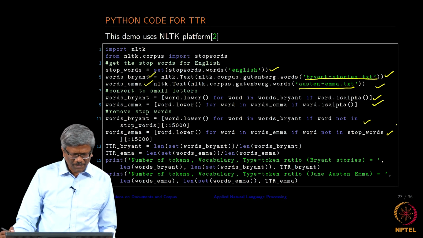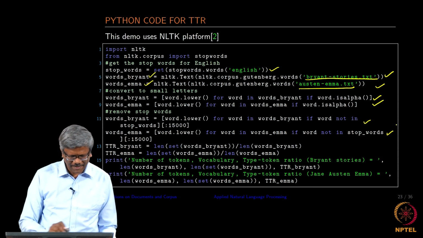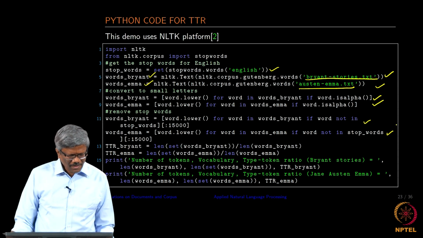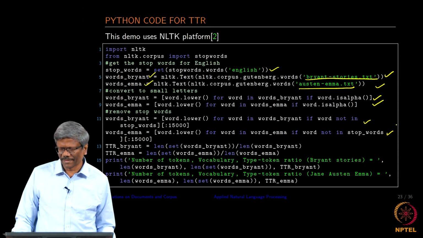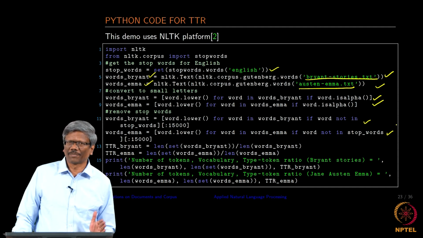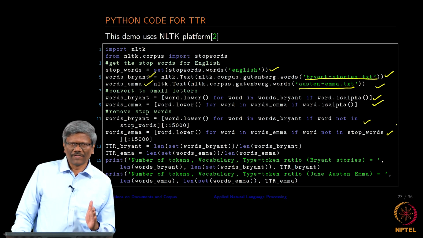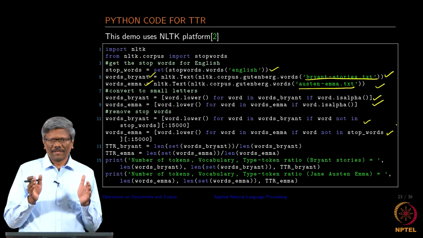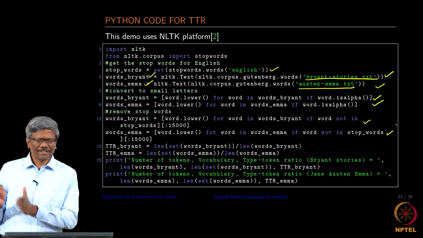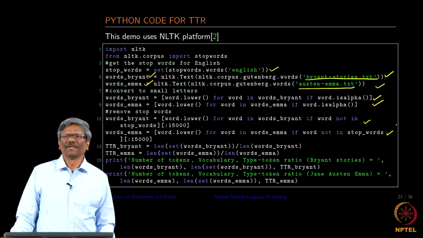Now what I am going to do is find the TTR ratio for Bryant and Emma. In this case the length of both the Austen Emma text and the Bryant Stories text vary. So, we cannot compare two different word lengths. So, I am going to be using a count up to 15,000. For every 15,000 words, let us find out what the TTR ratio is.